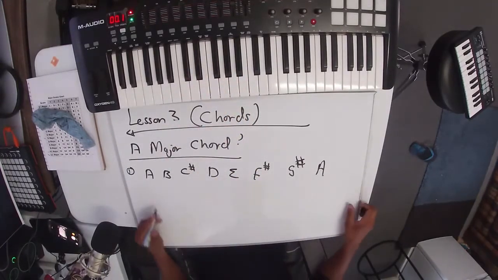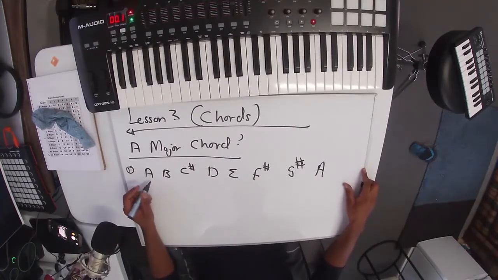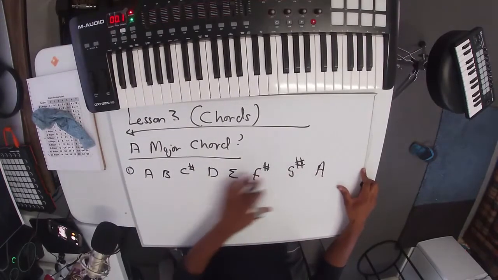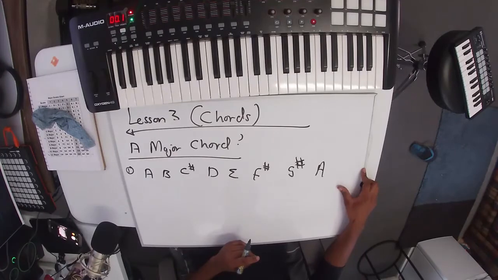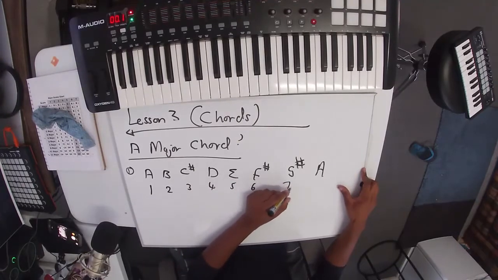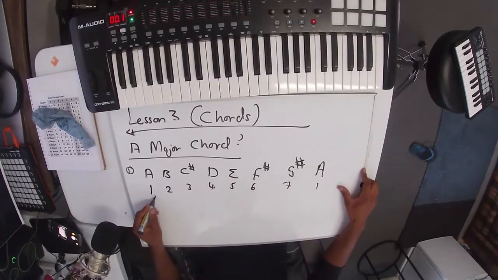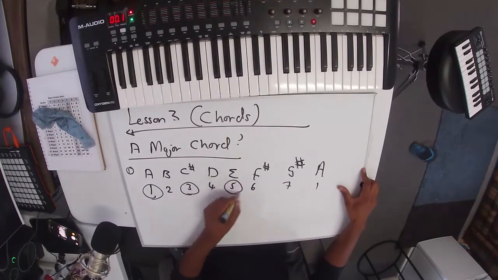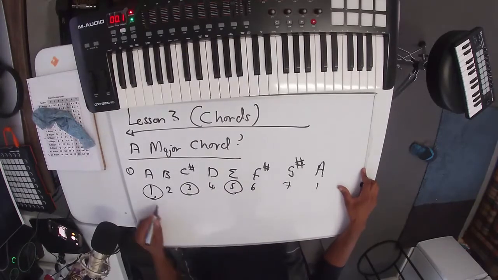And then A major chord. Each of the notes in the major scale can be given a number: 1, 2, 3, 4, 5, 6, 7, 1. You take the 1, the 3, and the 5 of the major scale. So that is A plus C sharp, and the plus is just me showing you that you're playing them at the same time.